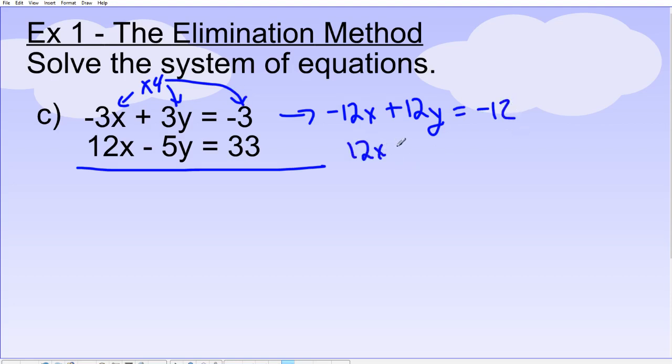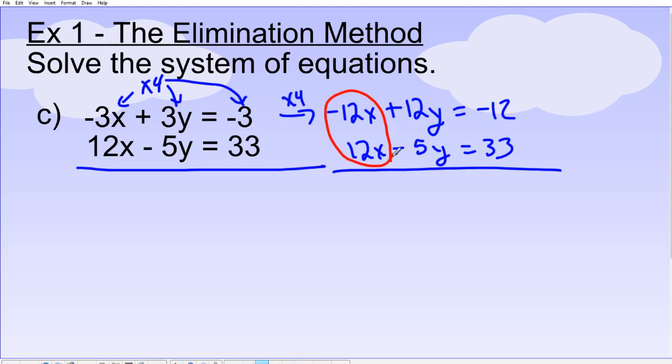If I plug in everything else here, this equation I multiplied by 4 gives me this equation. I multiplied the entire equation by 4. Now, the bottom equation, I didn't do a darn thing to it. I left it the same. I left it alone. So my x's will cancel.